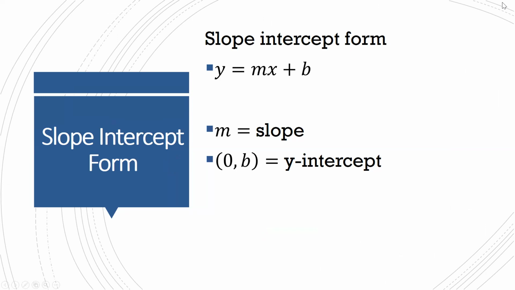So hopefully you've seen equations of a line. We're going to focus on equations in slope-intercept form. That is the form y equals mx plus b. If a line is written as y equals mx plus b, then m is the slope of that line, and b is the y-intercept of that line.